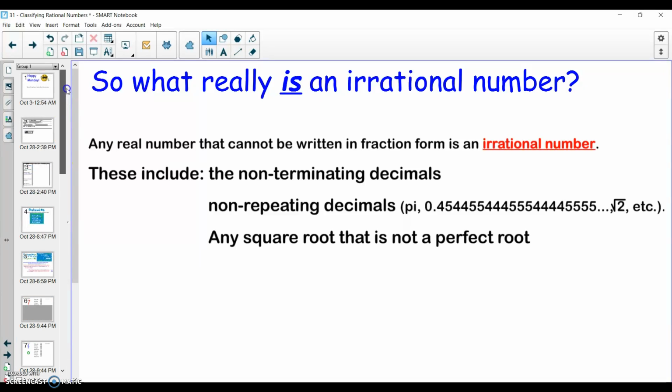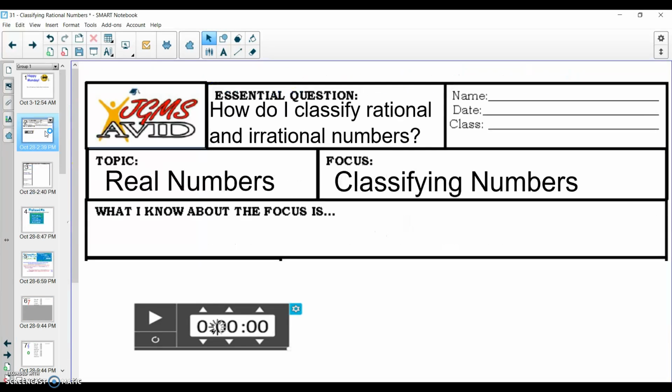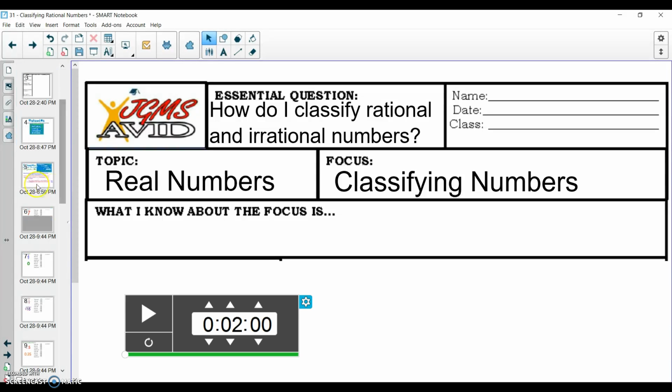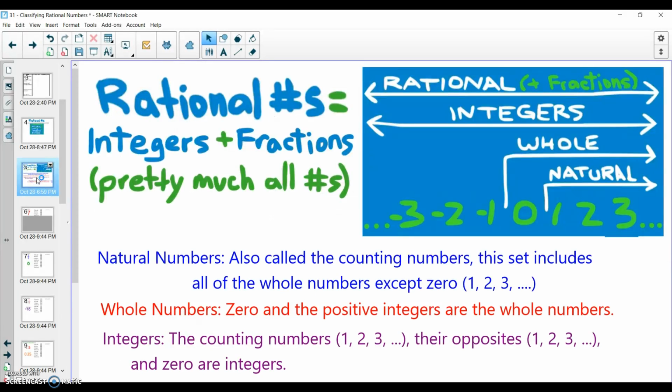This is an instructional video about classifying rational numbers. And so the essential question is, how do I classify rational and irrational numbers? There are a couple different types of numbers that students have to know. And the most basic ones that we've learned up to this point through our education are natural numbers.